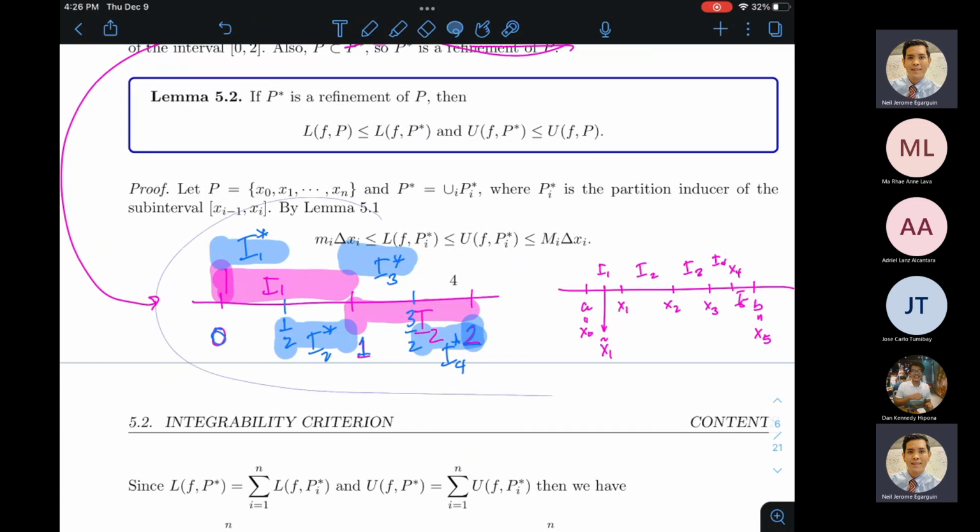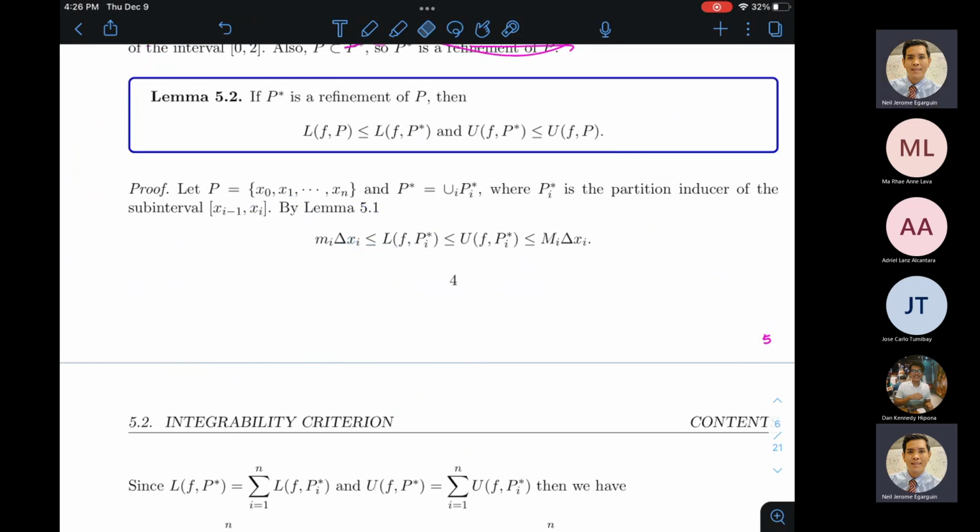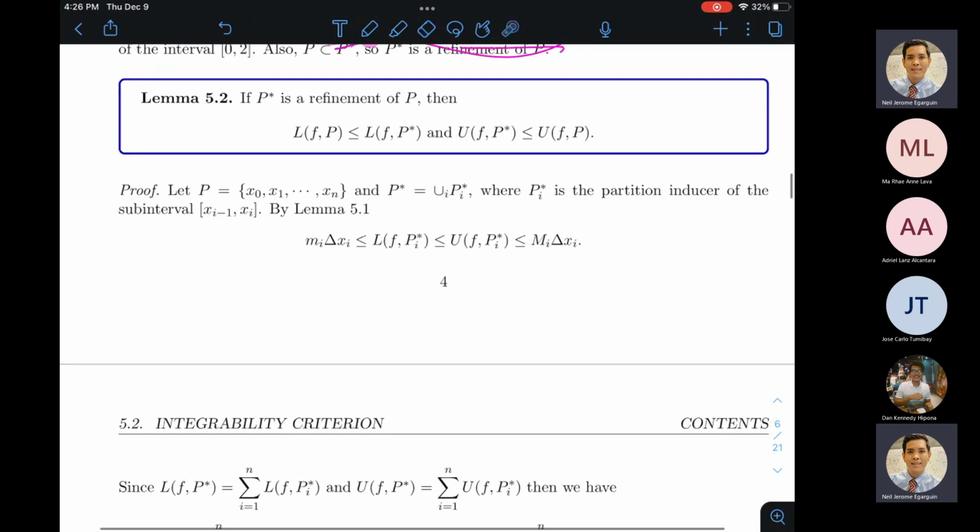Okay. So, burahin ko na to. Okay, para magkaroon tayo ng room to navigate here. Okay. So, lemma 5.2 says that if P star is a refinement of P, then these inequalities are true. The lower Riemann sum of F relative to P is always less than or equal to the lower Riemann sum of F relative to the refinement P star.